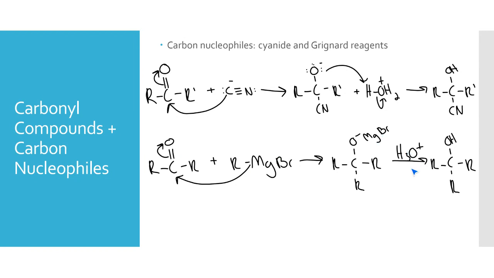Then we work up. Anytime you use metals, you have to work up to wash off those metals. That'll wash off this magnesium and then protonate that oxygen here. This forms an alcohol. As if you didn't need to learn another method for making alcohols. You have at least like 20 right now.